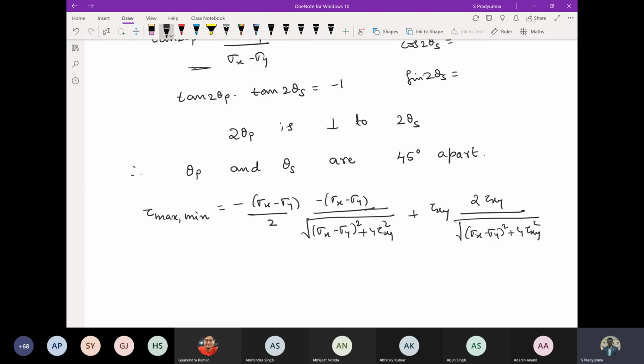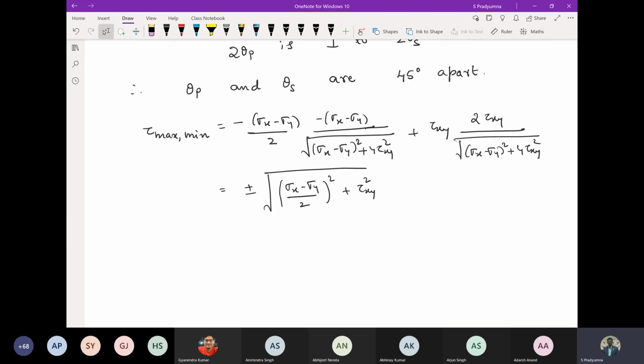Therefore, by simplifying, we can find that this is equal to plus or minus the square root of ((sigma x minus sigma y) by 2) square plus tau xy square. So this is the value of the maximum or the minimum shear stress; plus or minus is the only change with respect to this. Only the sign will change.